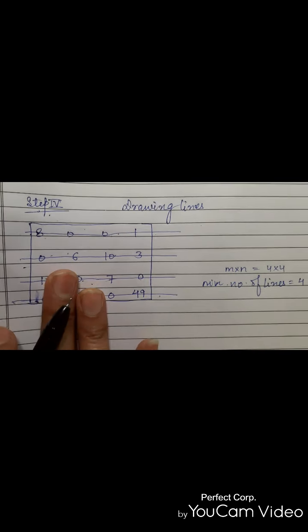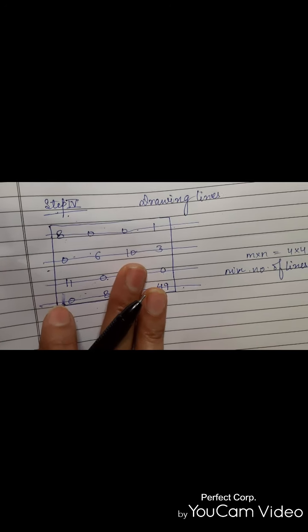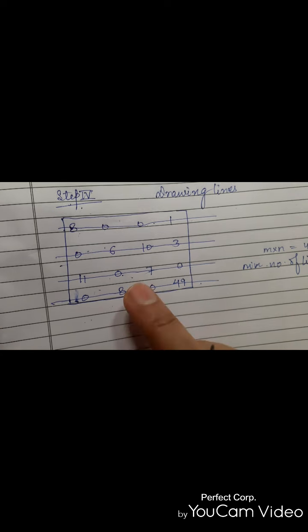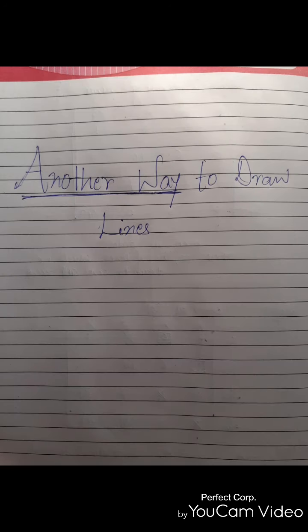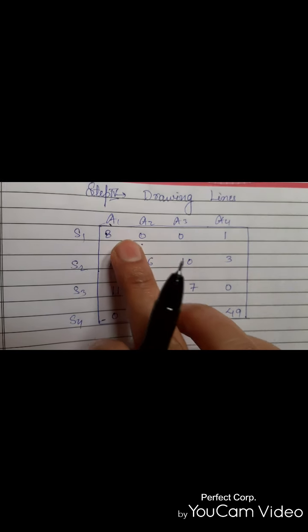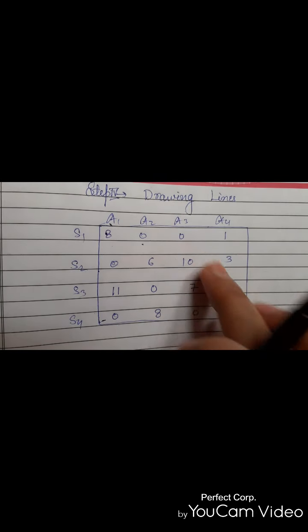So this is the last step. Now we have to find the optimal solution and start assigning. In the fourth step, where we have to draw the lines, this is the most important step, which helps you in finding the optimal solution. What we have to do is draw the minimum number of lines to cover all the zeros of this assignment problem.